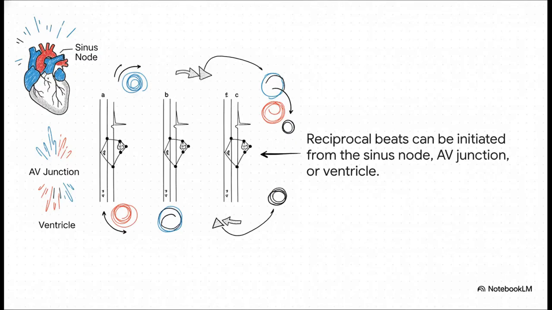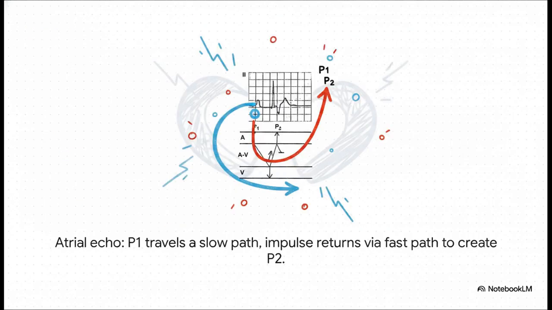What's so great about this diagram is that it shows us just how versatile this mechanism is. A reentrant circuit can be kicked off by an impulse from the sinus node, from the AV junction itself, or even coming backwards from the ventricle. Each one of these scenarios can produce that reciprocating or echo beat. Let's look at this specific example.